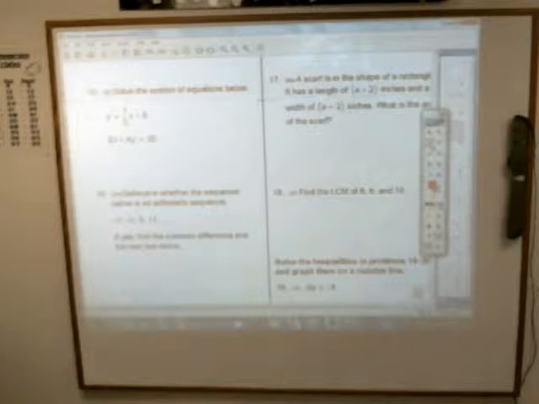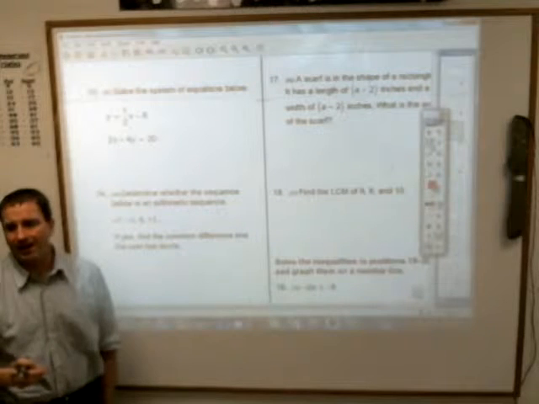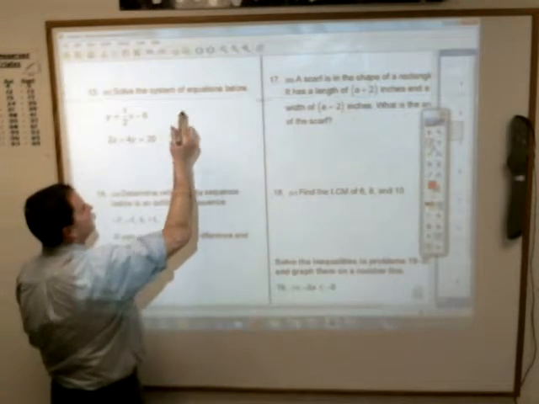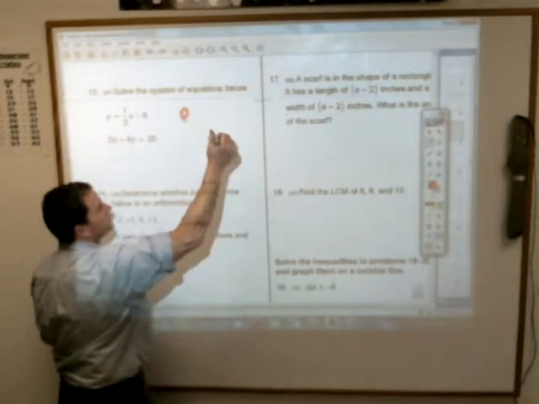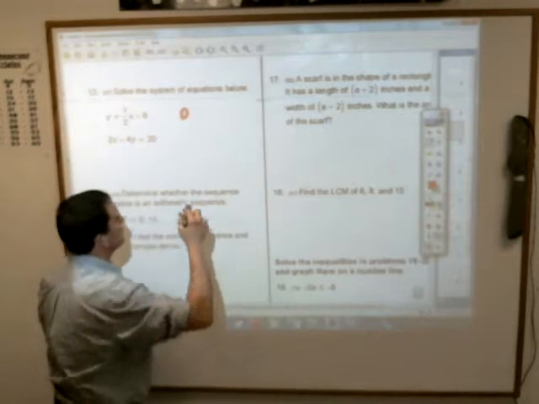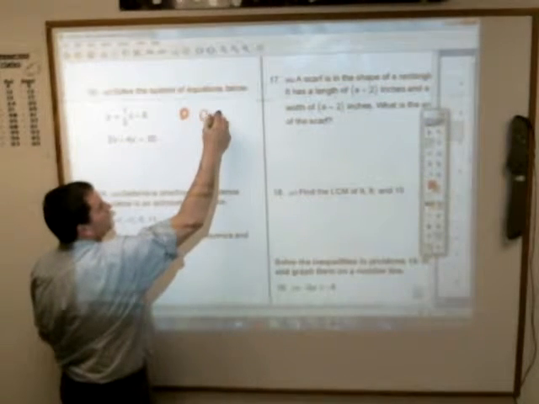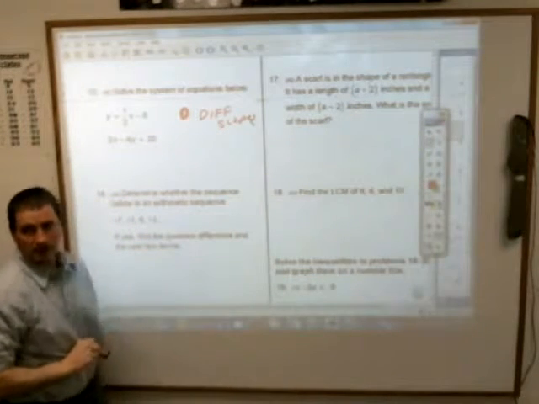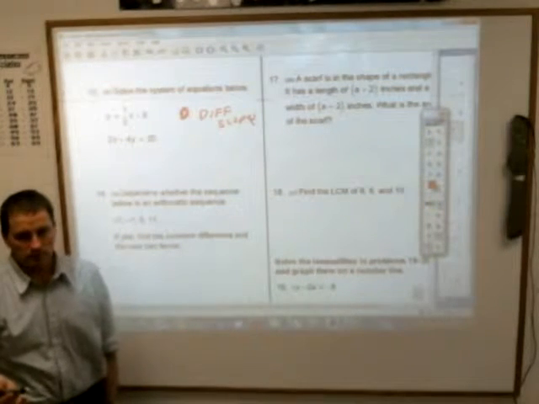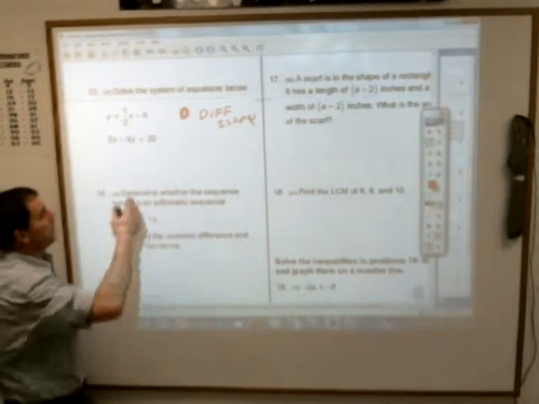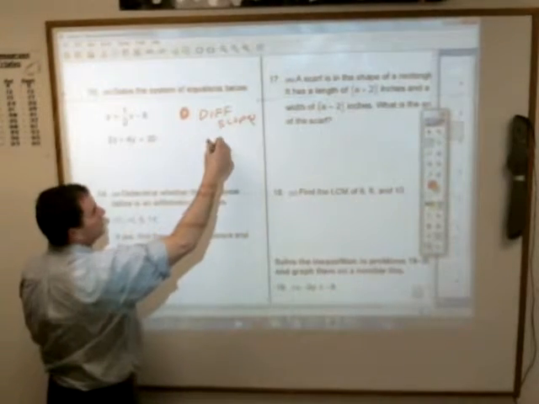Okay, the only thing you need to do for problem number 13 is solve them both for y and see what their slopes are like. Because if they have different slopes, you know what they say, different slopes for different folks. If the slopes are different, no matter what they are, it's one solution, because eventually they're going to cross somewhere.